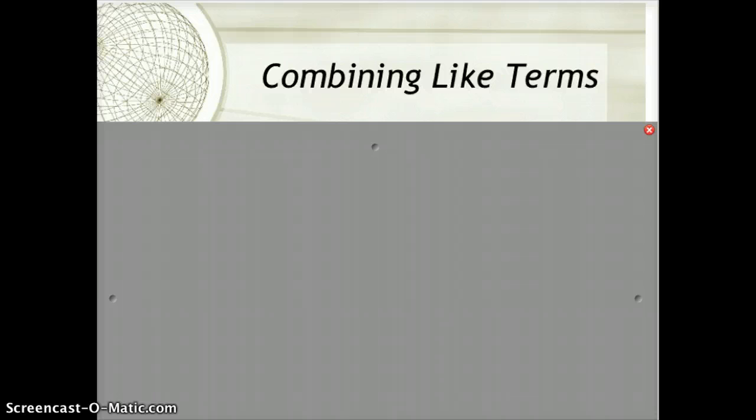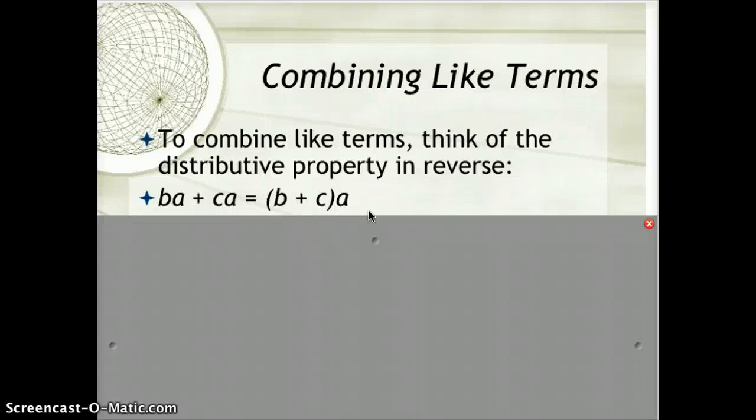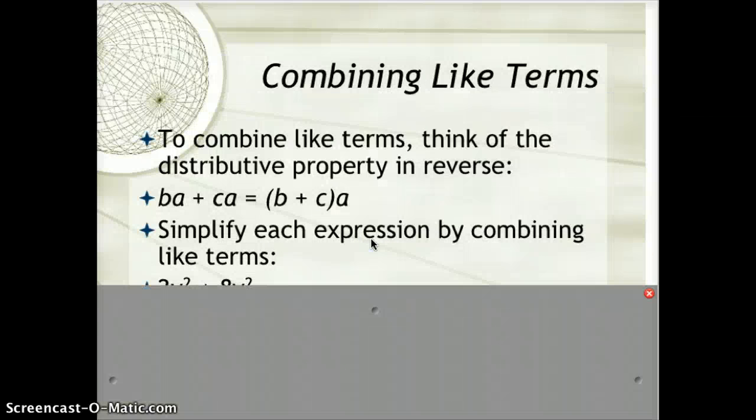Okay, let's look at how we can combine like terms. When you combine like terms, which means we're usually adding or subtracting like terms, you can think of the distributive property in reverse, knowing that BA plus CA equals the quantity B plus C times A. So I'm going to give you some expressions and I want you to simplify them by combining your like terms.